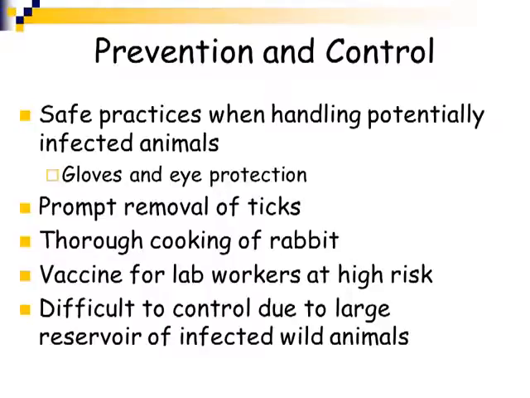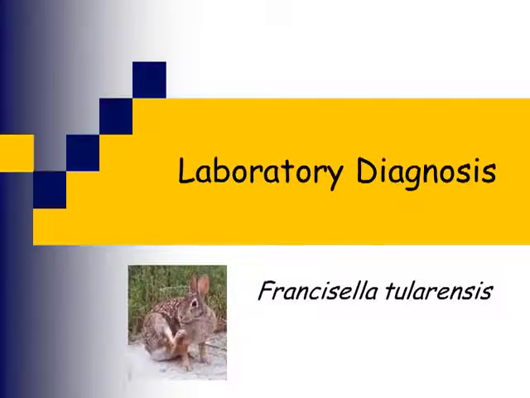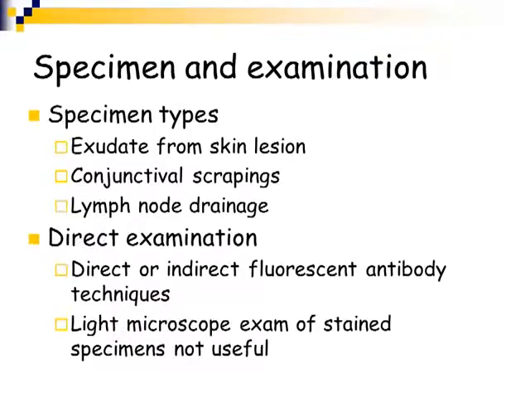It's a very difficult organism to control because there are so many wild animals, and the fact that it's in ticks and flies, deer flies, so it's very close to impossible to control infection. So we're going to talk about lab diagnosis of Francisella tularensis. The specimen types are going to vary. It can be an exudate from a skin lesion, an eye or conjunctival scraping, or an aspirate or drainage from a lymph node.